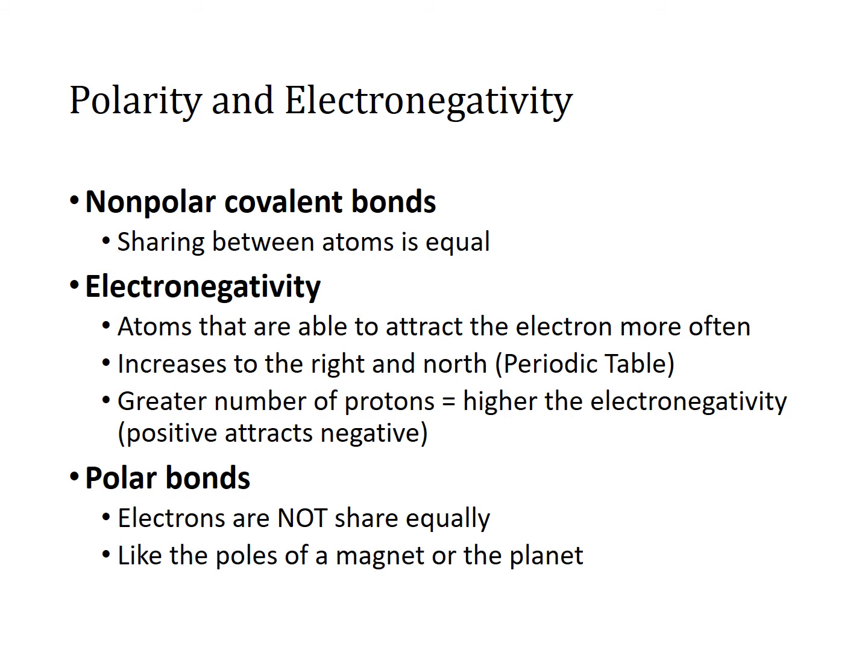So polar bonds, electrons are not shared equally, right? When you see electronegativity, that happens when atoms are able to attract the electron more often. So the greater number of protons, the higher the electronegativity.